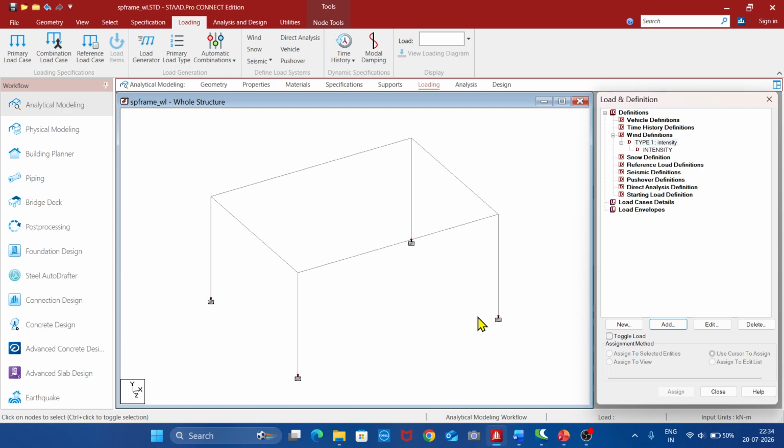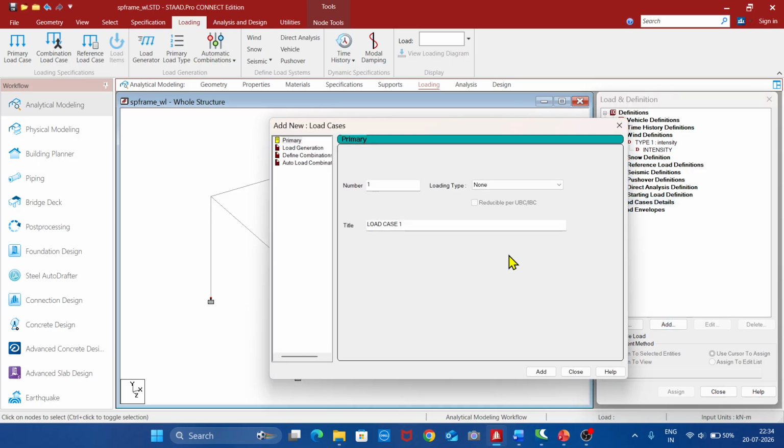Now let us add all the other loads, say dead load, live load and all. So as usual, close this definition, go to load case details, click add. One will be dead load, say DL or dead load, click add. Next will be live load, LL, add. Third case will be wind load.